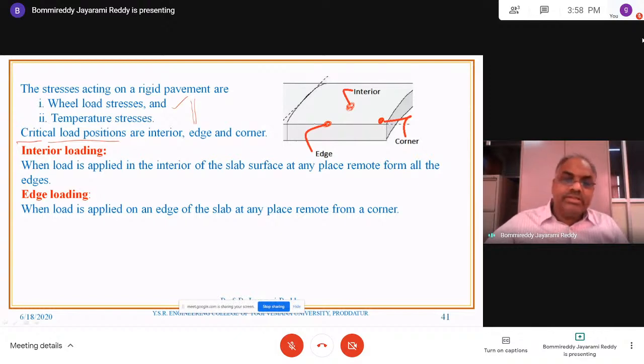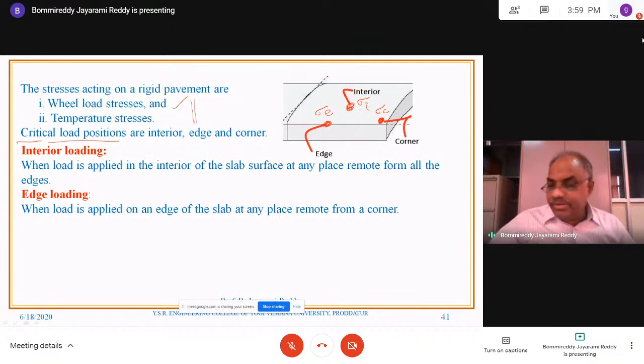So these are the three important critical positions where we need to calculate the stresses. That means stress at interior, which we can call sigma I; stress at edge, sigma E; and stress at corner, sigma C. So these are the three different stresses that come into picture for the position of wheel loads.